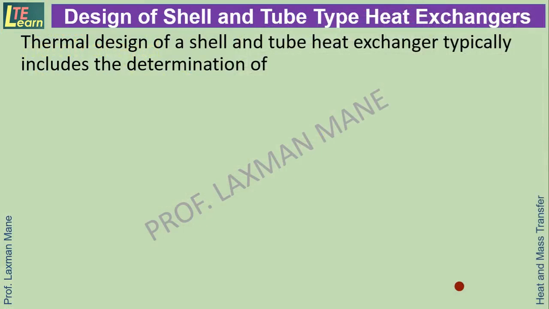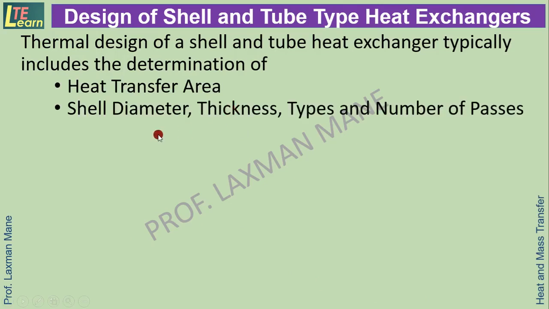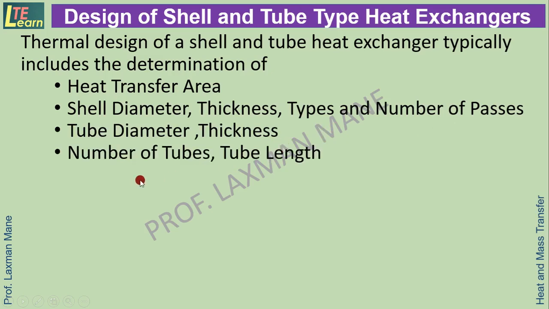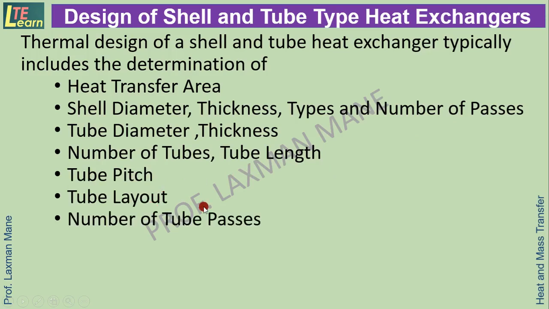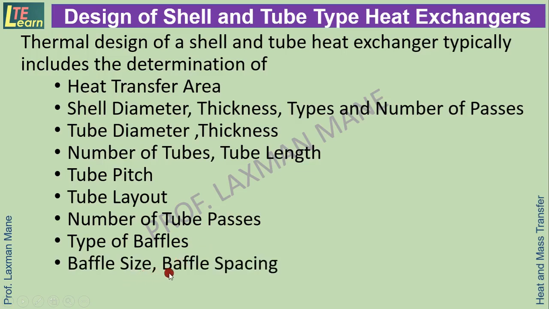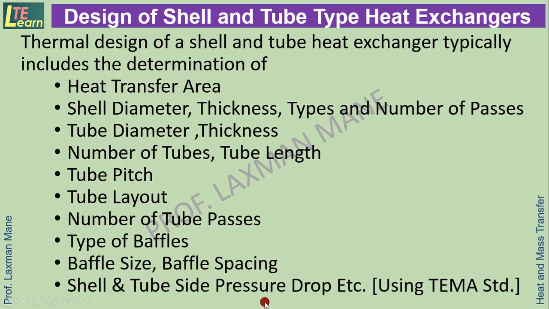Thermal design of a shell and tube heat exchanger typically includes the determination of the following parameters: heat transfer area, shell diameter, shell thickness, types and number of passes, tube diameter, tube thickness, number of tubes, tube length, tube pitch, tube layout, number of tube passes, types of baffles and their size with spacing, and shell and tube side pressure drop, etc. All these are determined with the guidelines of TEMA standards.